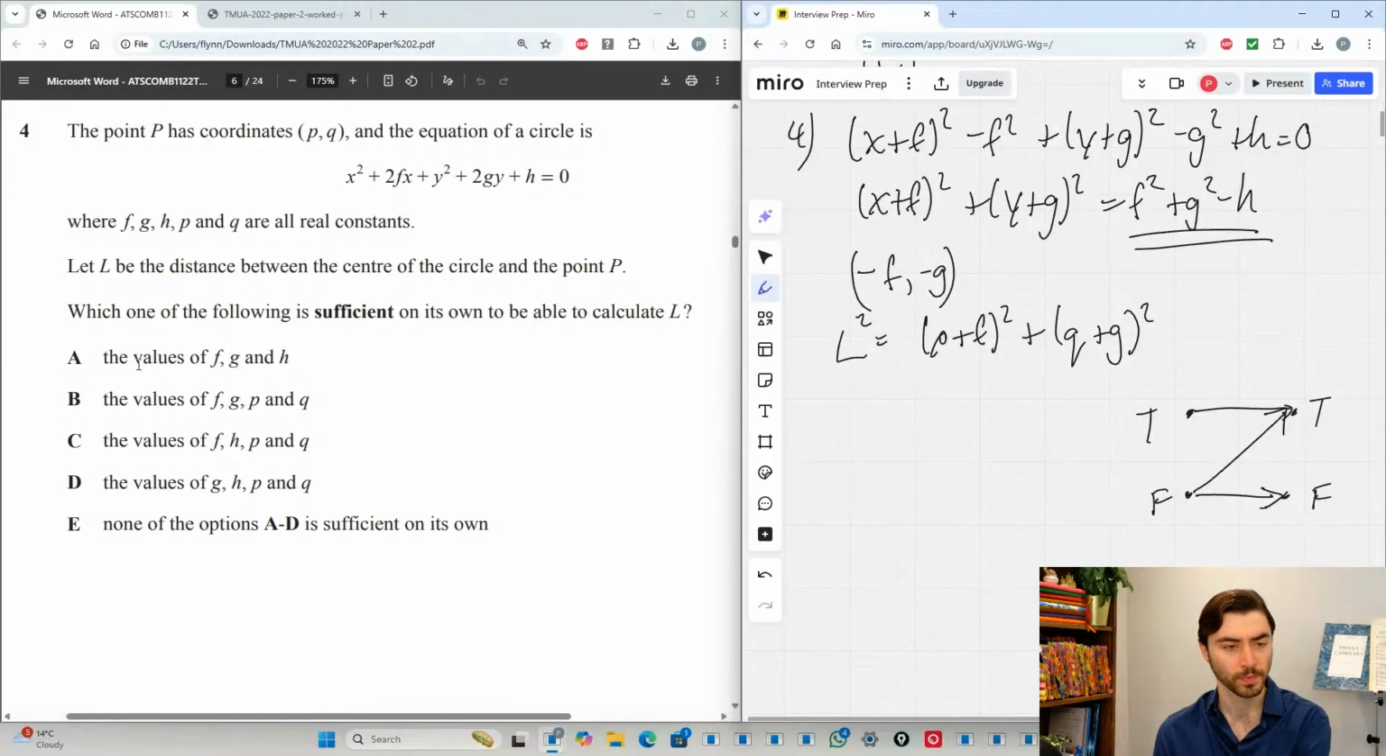Okay, so if I know f, g, and h, no, that's sufficient for r, but not for L. Having f, g, p, and q certainly does get me L. Let me just check the other ones, though. f, h: I don't need h to find L. And E is sufficient. Okay, so yep, that's my answer.